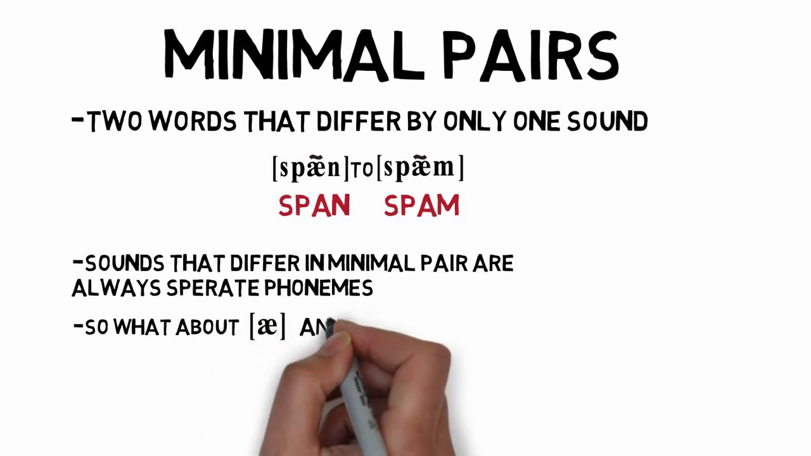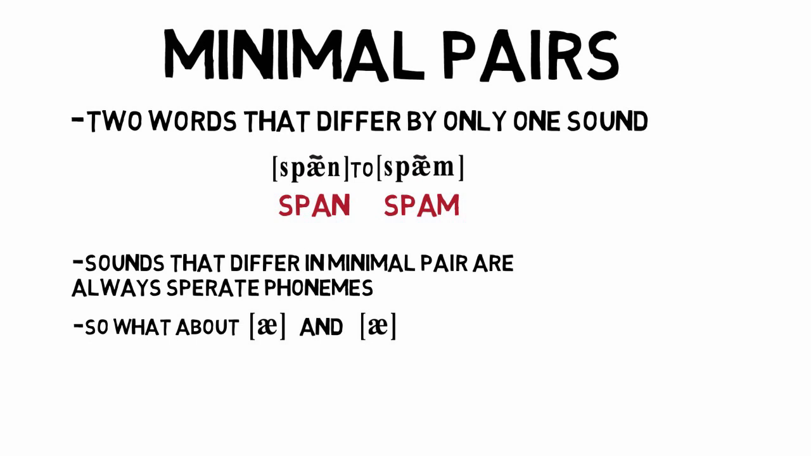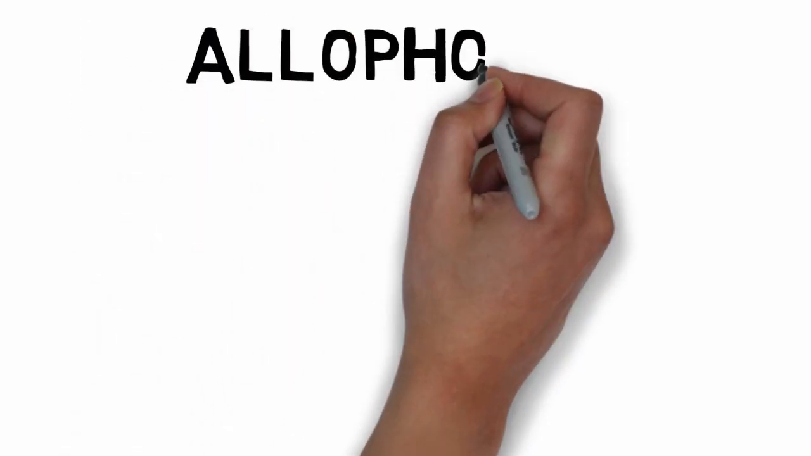So what does that make the nasalized and non-nasalized vowels? Because the sounds are different, but they don't change the meaning when we use one instead of the other. Same with a non-aspirated T and an aspirated T. If I say pit versus pit, they're both the same word. They just sound a bit different. Well, these variants are what we would call allophones.